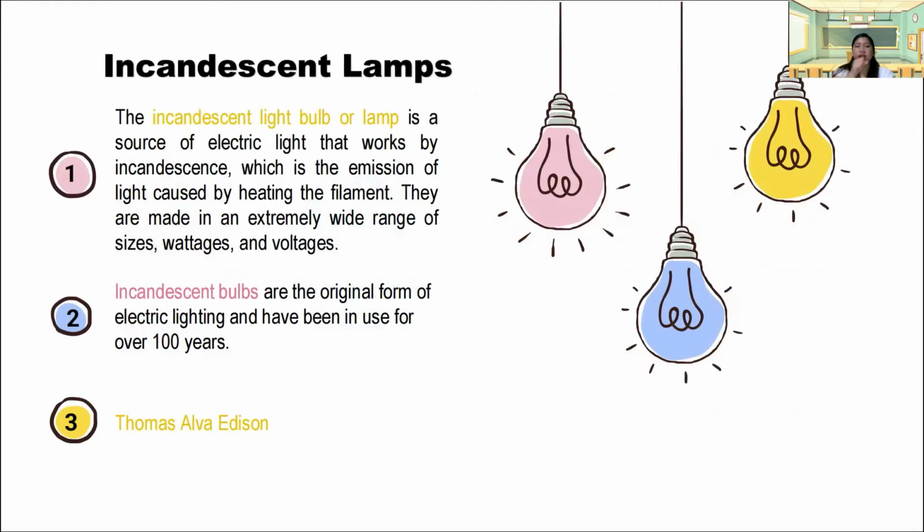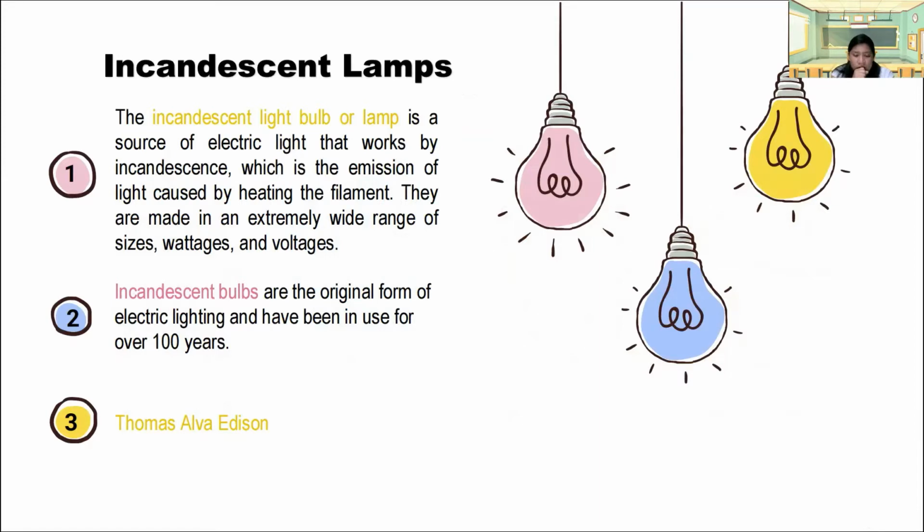The incandescent light bulb or lamp is a source of electrical light that works by incandescence, which is the emission of light caused by heating the filament. They are made in an extremely wide range of sizes, weights, and voltages. Incandescent bulbs are the original form of electric lighting and have been used for over 100 years.